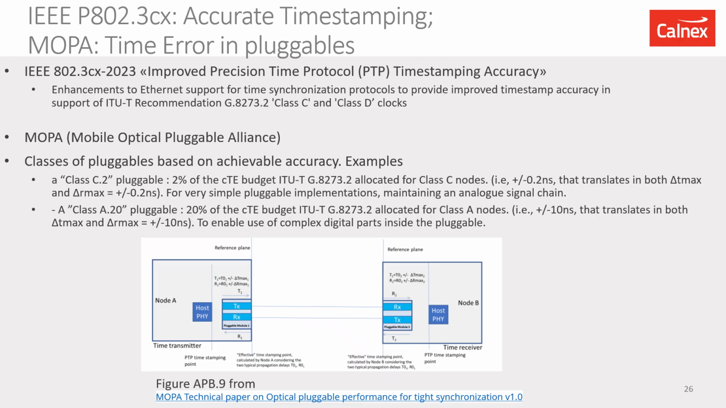And then the Mobile Optical Pluggable Alliance initiative with technical reports that address the need to minimize the impact of impairments to time error when there are specific optical interfaces used, such as PAM4 interfaces or coherent optical interfaces. Essentially, the principle is to define some limit to the performance of those optical modules so that they can be used by system vendors in order to meet certain requirements.